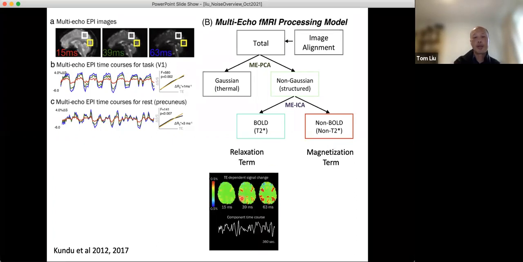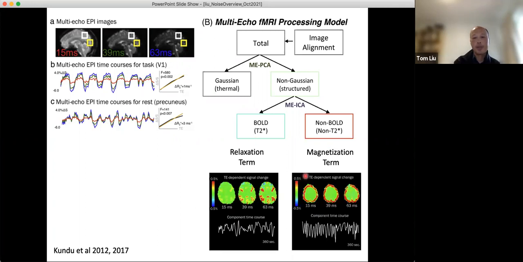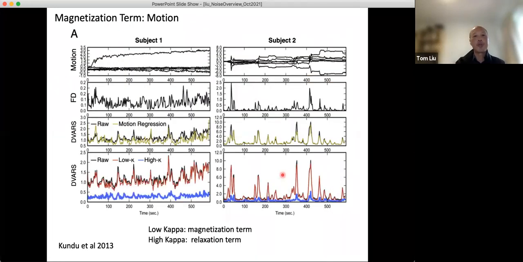Here you have a component whose ICA time course has a dependence on echo time, so you would call this part of the relaxation term. And then this one is fairly independent of echo time, so you would call this a magnetization term. So it's a really elegant way to split the data. Part of the challenge in using this is that there's a lot of stuff in the middle, which is part relaxation and part magnetization, and that becomes the devil in the details of this method: what do you do with all that stuff. But it's still a very nice method, and I'll show you some examples where this approach has been very useful.